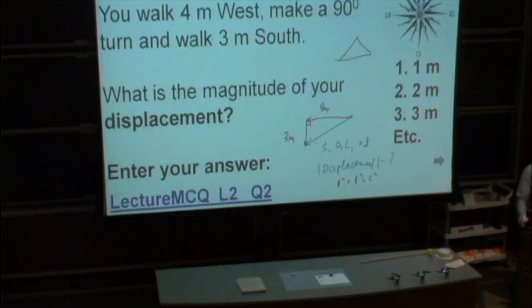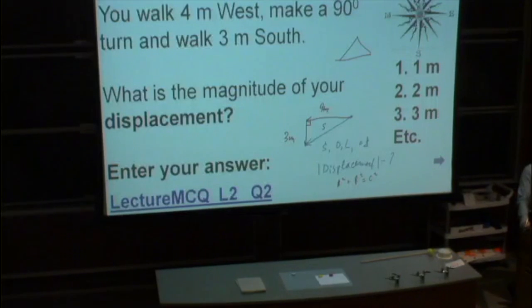What else do we know about right angle triangles? Not necessarily. This particular one is, but it could have been a different set of numbers. This is a 3, 4, 5 triangle because of the Pythagorean theorem. What else do we know about right angle triangles?